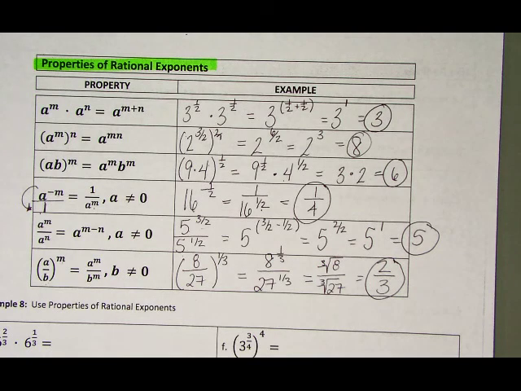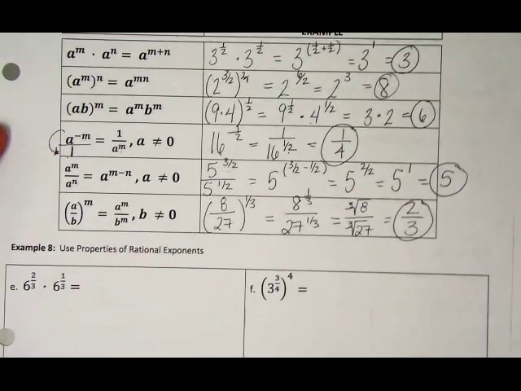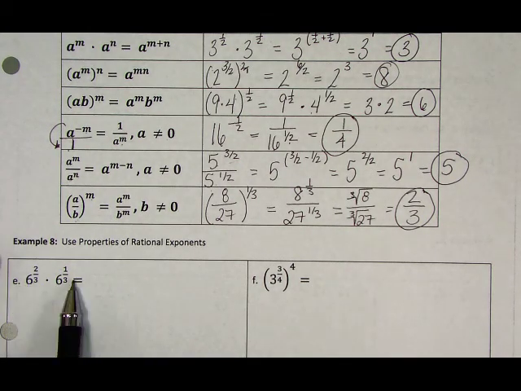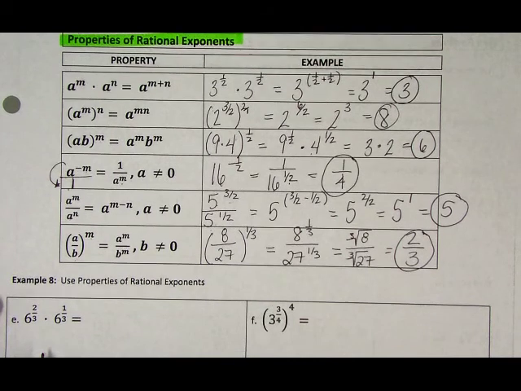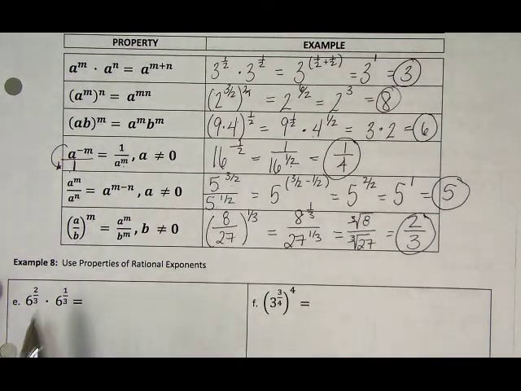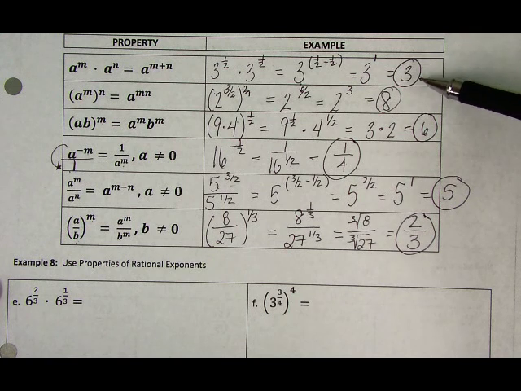Let's look at example 8 together. We're going to use our properties, the ones that we just talked about, in letters E and F. In example 8, they want us to take 6 to the 2/3 power times 6 to the 1/3 power. So since we have same base exponents going on here, and we're multiplying them separately, we're not taking an exponent to another exponent, we can use our first property.